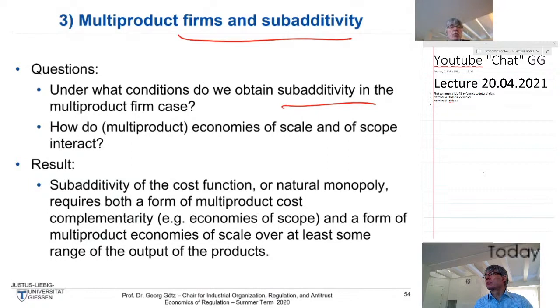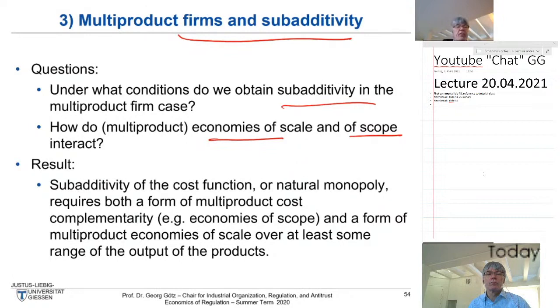Okay, and now we are just looking for the technical definition, of course, because sub-additivity technically does not mean that it's optimal or that it's going to happen that we have a single firm being active, as I explained to you in some detail when discussing economies of scale. But now we want to discuss this topic of sub-additivity in the context of multi-product firms. And of course, then we have to look into how economies of scale and economies of scope interact. And now the point is, sub-additivity of the cost function and therefore natural monopoly requires that we have both economies of scale and economies of scope.